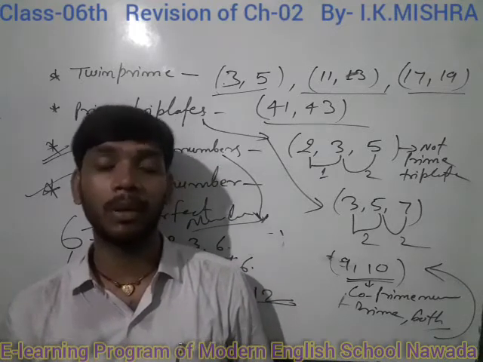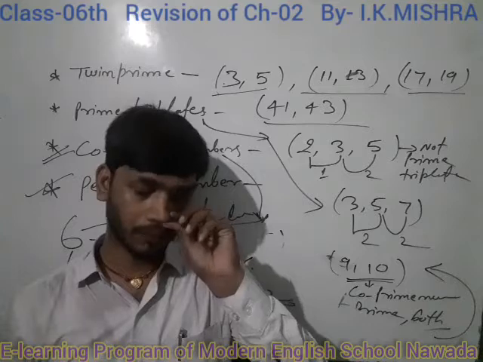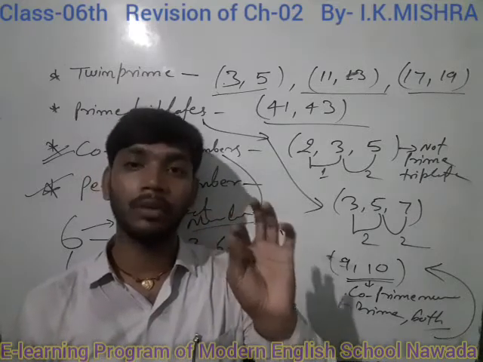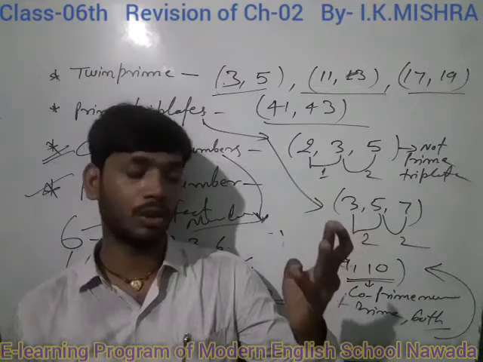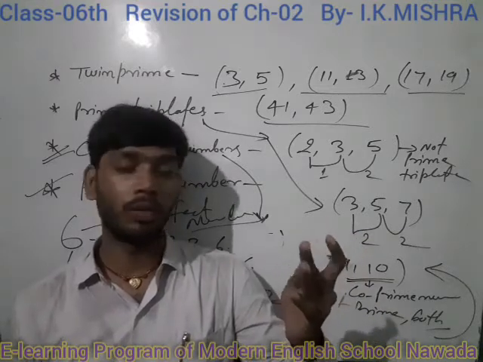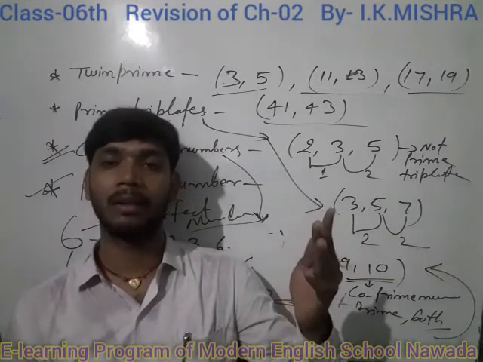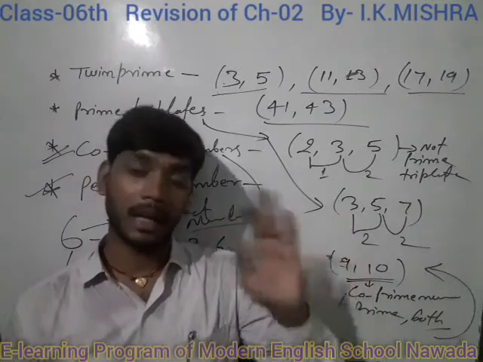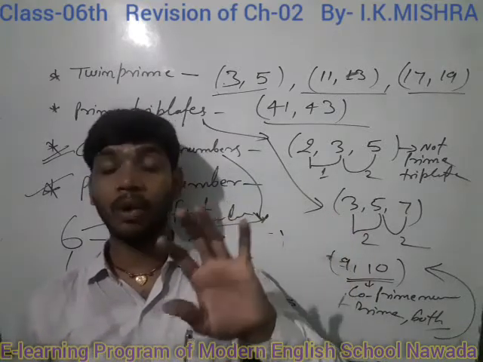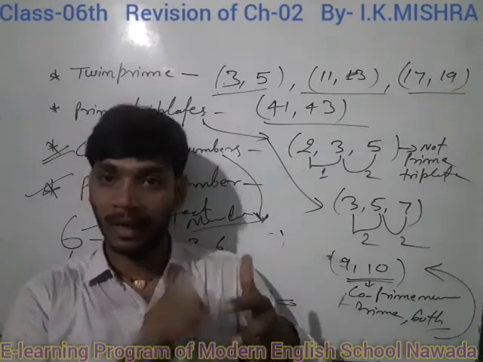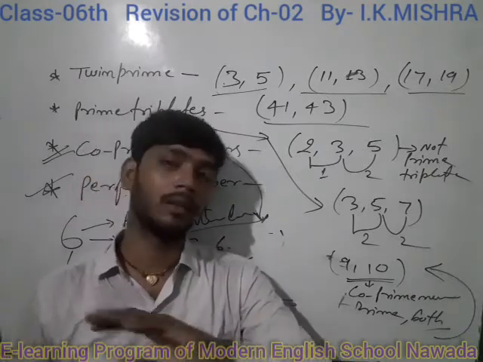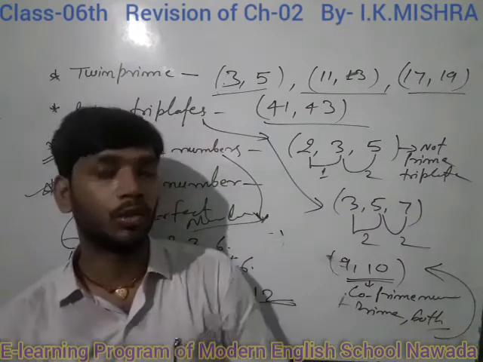That means any number will be divisible by 2 if its unit place is 0, 2, 4, 6 or 8. That means if any of these digits is present at the unit place, then that number is divisible by 2.